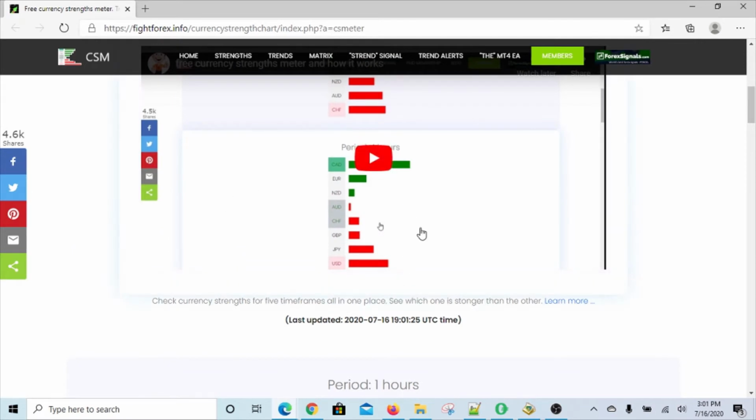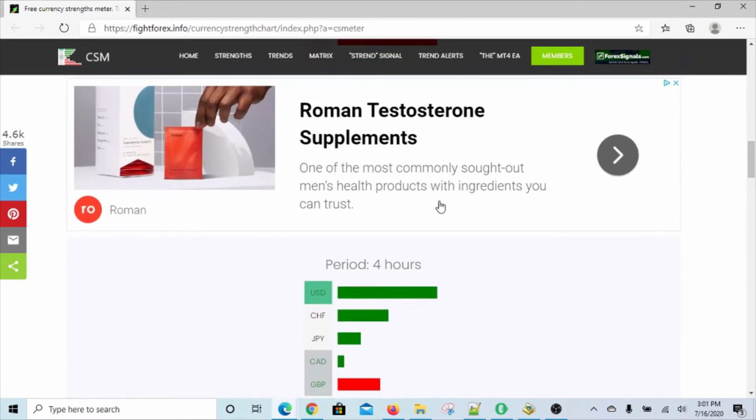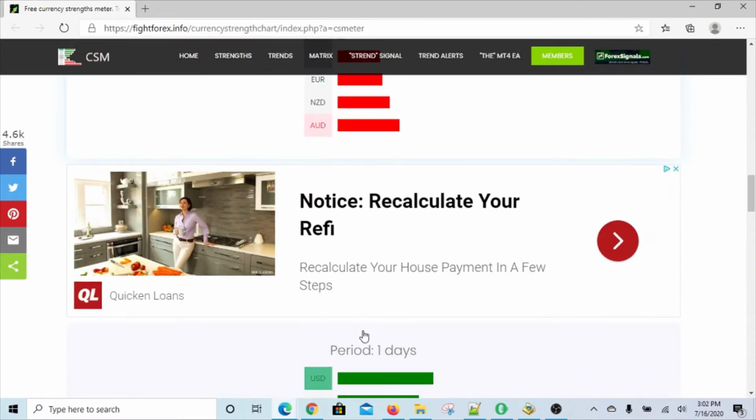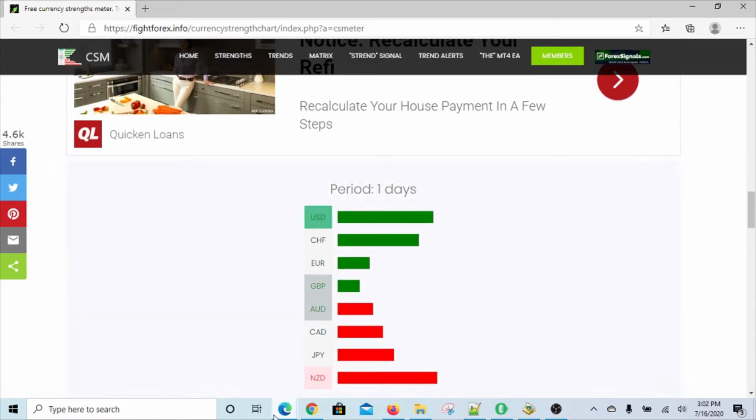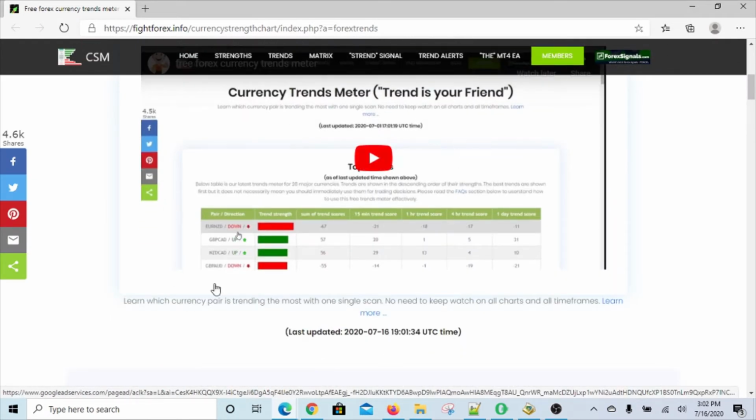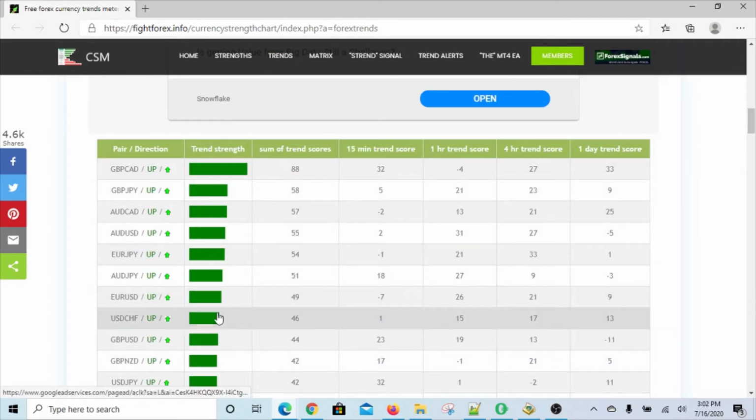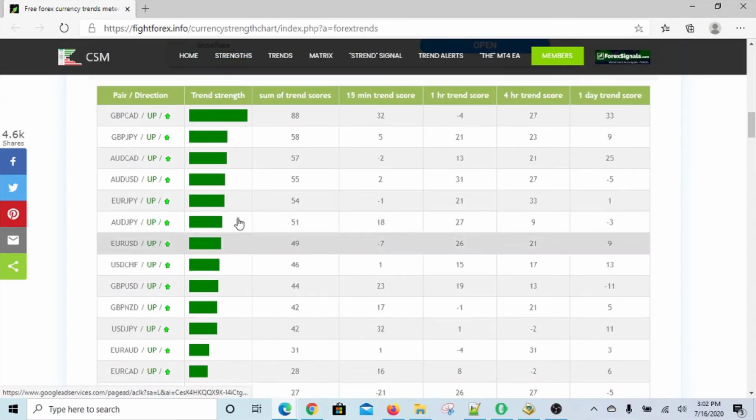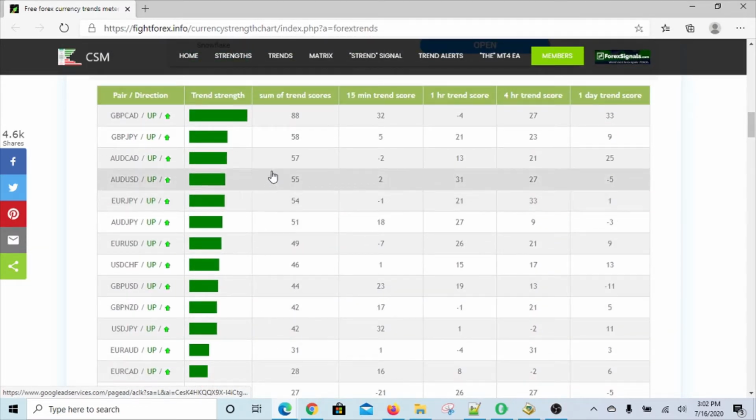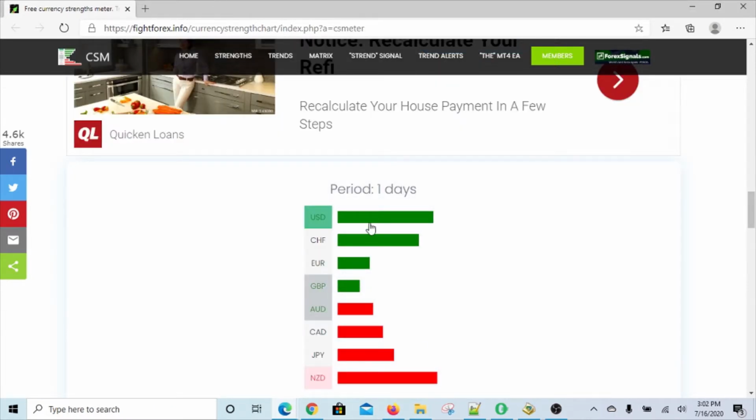there's, by the way, a video available that explains how exactly the strengths meter works. You can see that there are different currency strengths shown on different time frames. And then when it comes to the trends meter, which is our Forex trends meter, which also has a separate video, you'll see that the currency pairs are lined up or shown in terms of their trends. And on the trends meter, you see that there are trend scores. And similarly, if we look at the currency strengths, there are certain scores behind this.